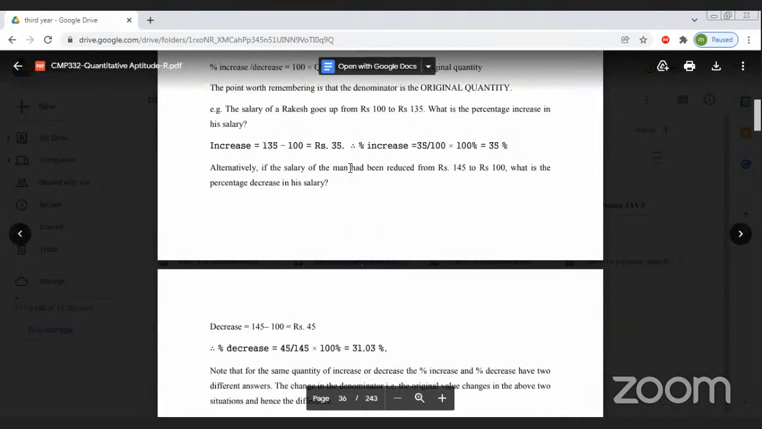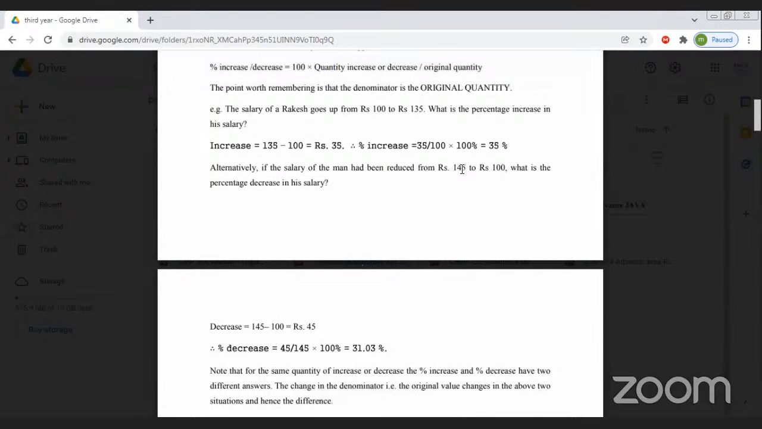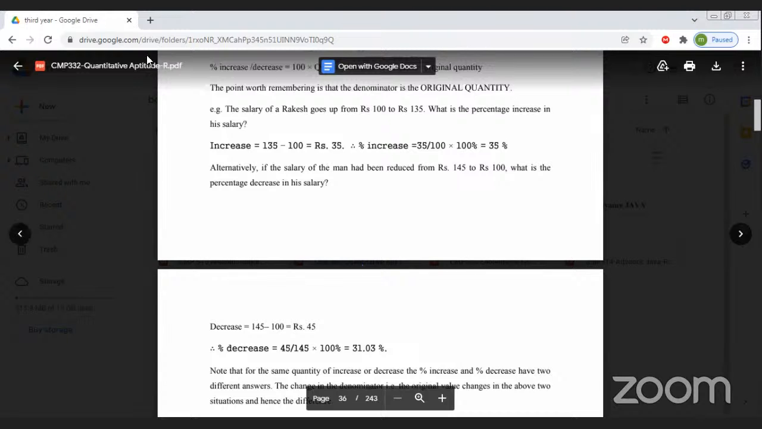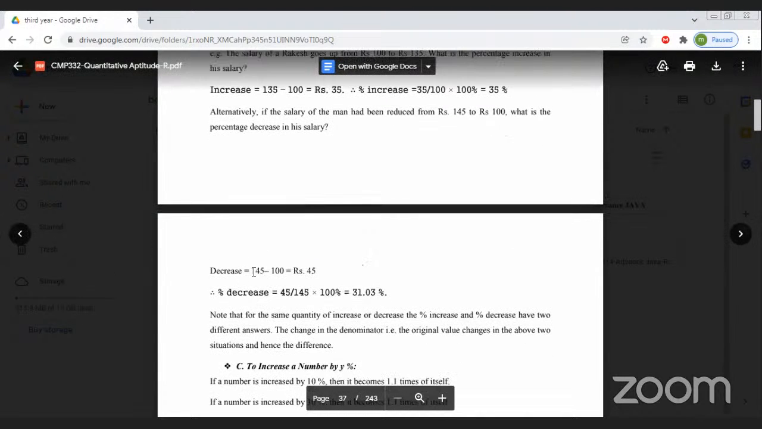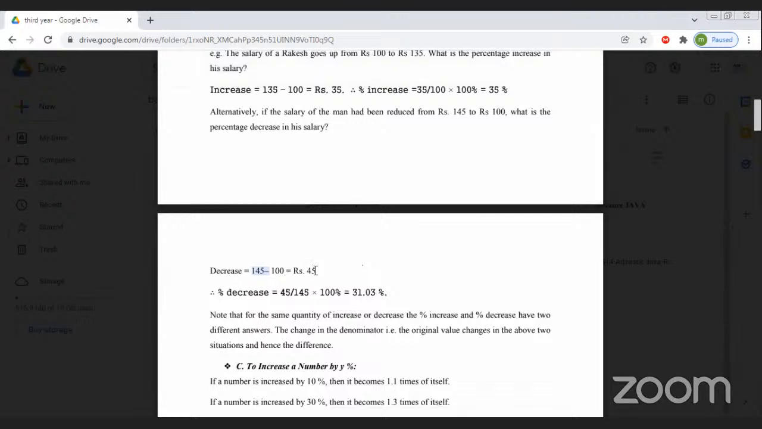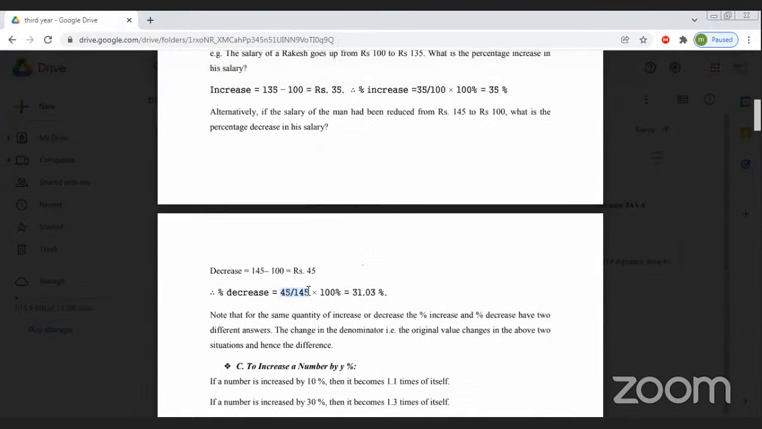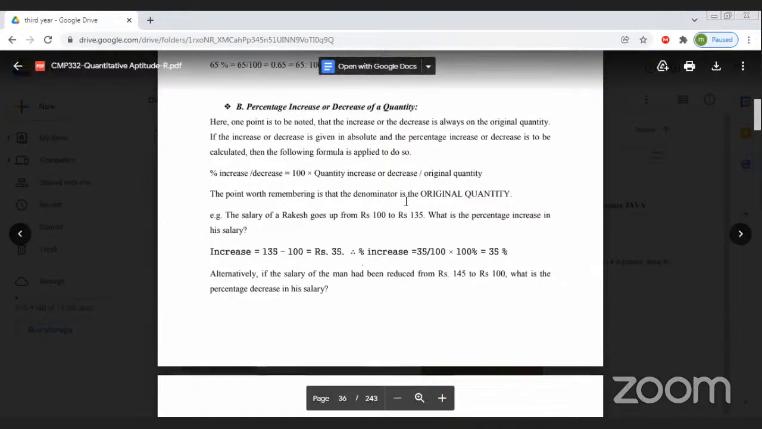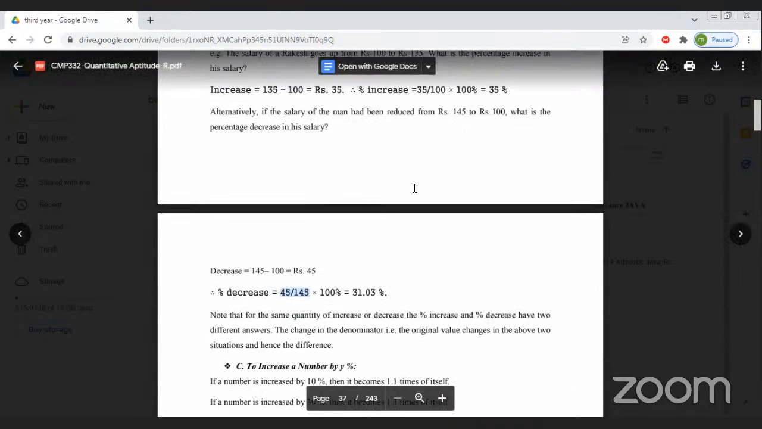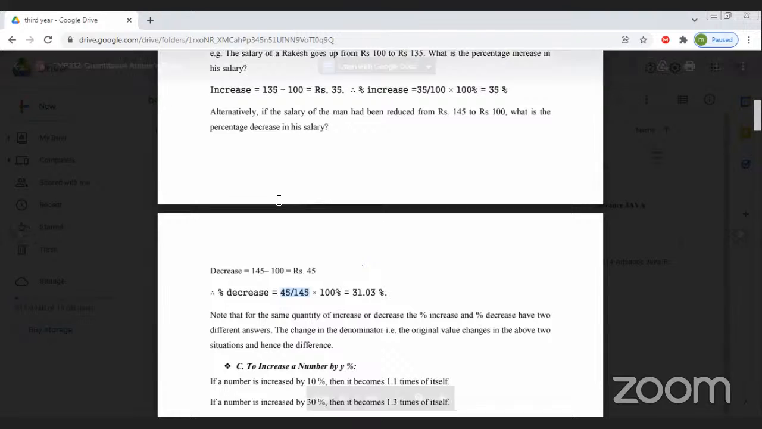Similarly, if the salary is decreased, over here they have said that your starting point of salary is 145 and it has reached 100. That is, here we have a decrease. So you need to find the decrease in rupees. So 45 has been decreased. Now you need to find the percent decrease. Again, quantity decrease upon original quantity. Original quantity was 145, into 100 because we are putting it into percent form.